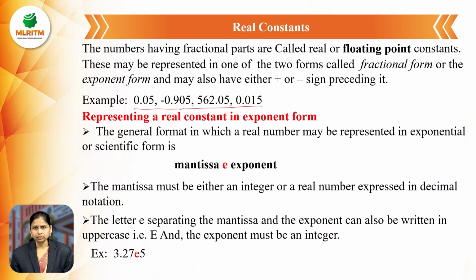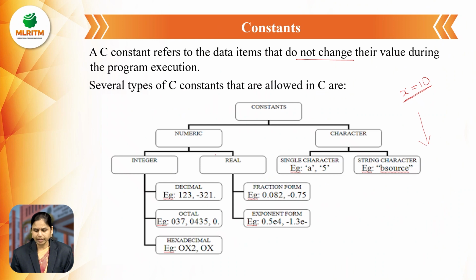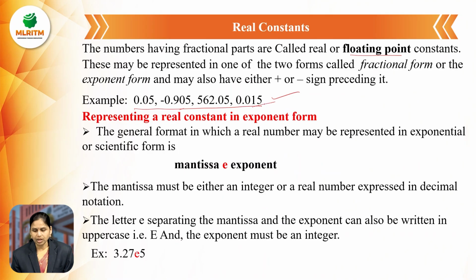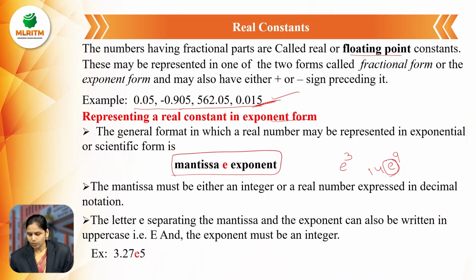So here we have two types of real constants. The first one contains a floating point, with a fractional part. This is an example of a fractional part. We can also represent real constants in exponent form. Here we use e power 3 or e power 9, like that. For example, 14 e power 9. Now this is the exponent part.